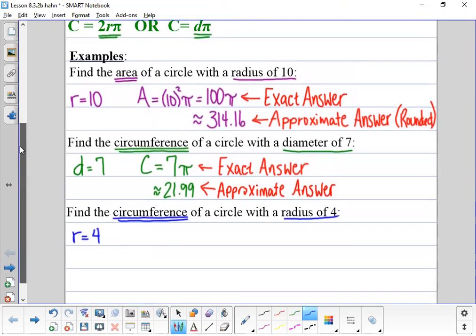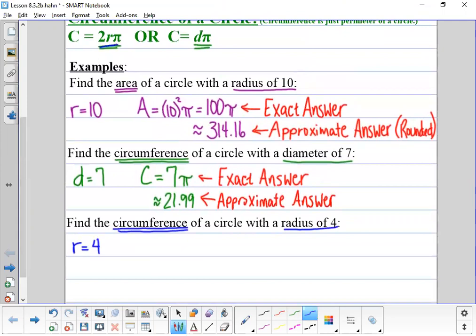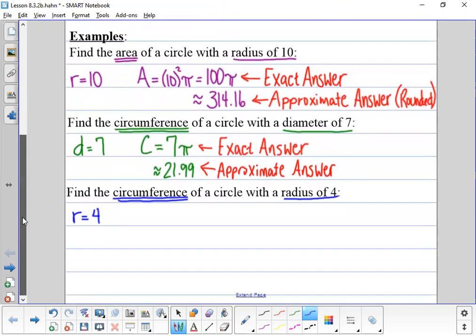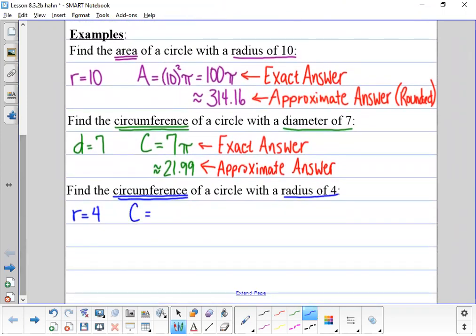So when I look up at my formulas, I am going to use this one where it has R in it. So 2 times R times pi. So circumference is equal to 2 times R times pi. So 2 times 4 is 8. So 8 pi is my exact answer.